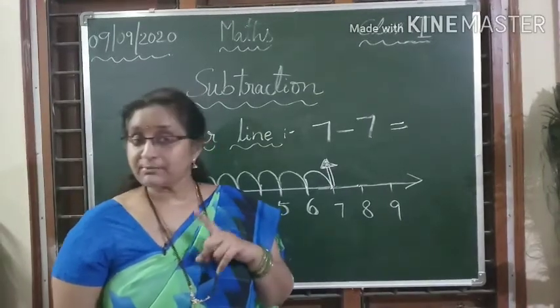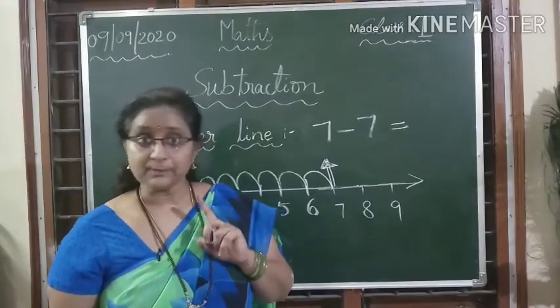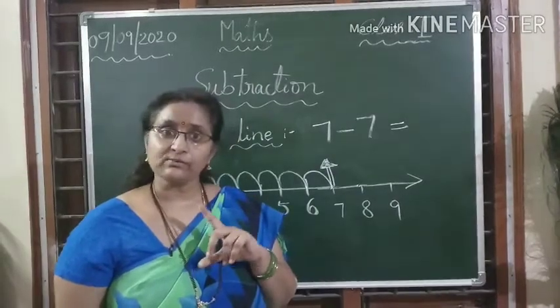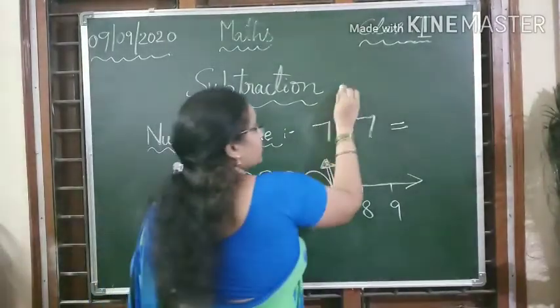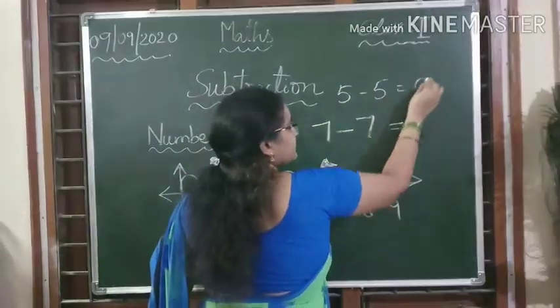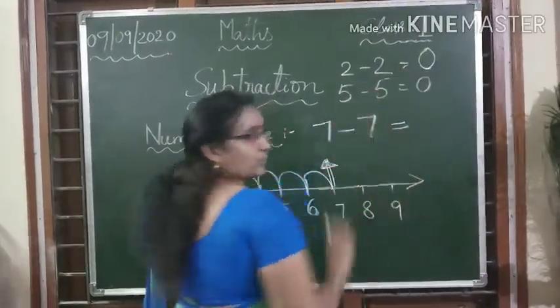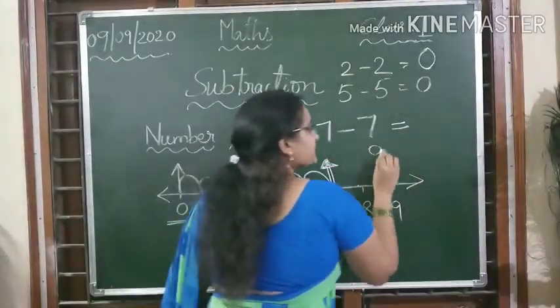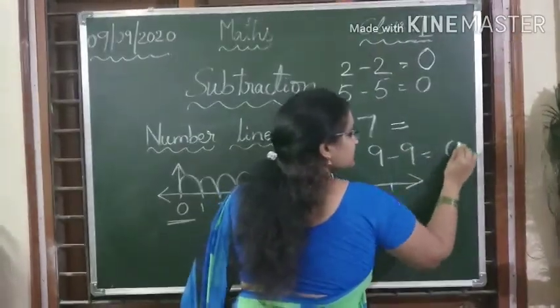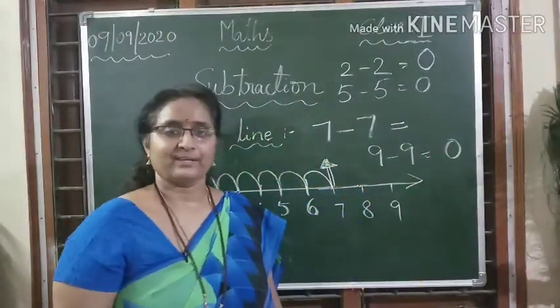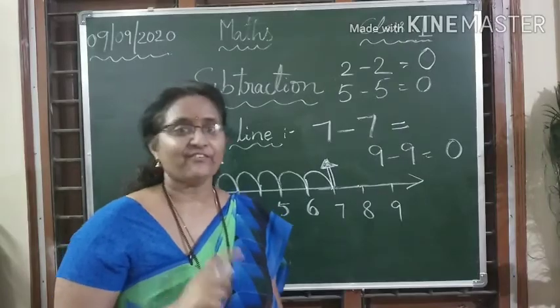So, give me some examples for 0 in subtraction. 5 minus 5, we will get 0. Like that, 2 minus 2, very good, 0. 9 minus 9 is 0. Is it clear, children? Very good.